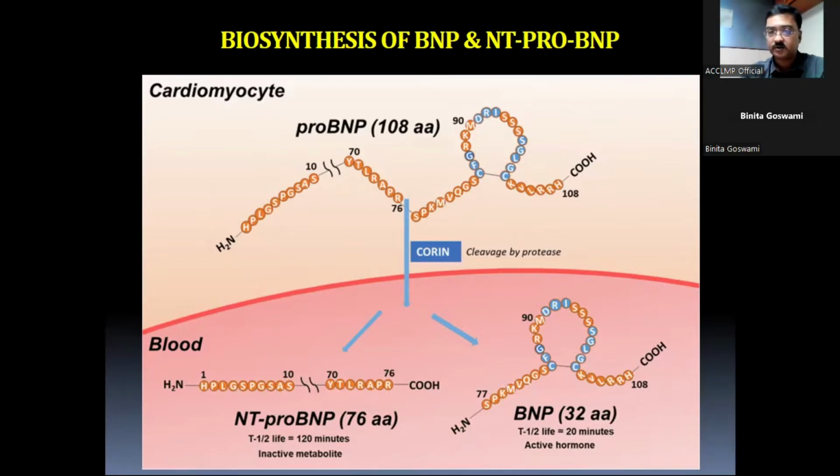The advantage of NT-proBNP is that its stability is high. It has a half-life of 120 hours. So you get enough time to analyze it in the lab without it getting degraded, which BNP does not have. BNP degrades early, so proper quantitation in the lab is very difficult.